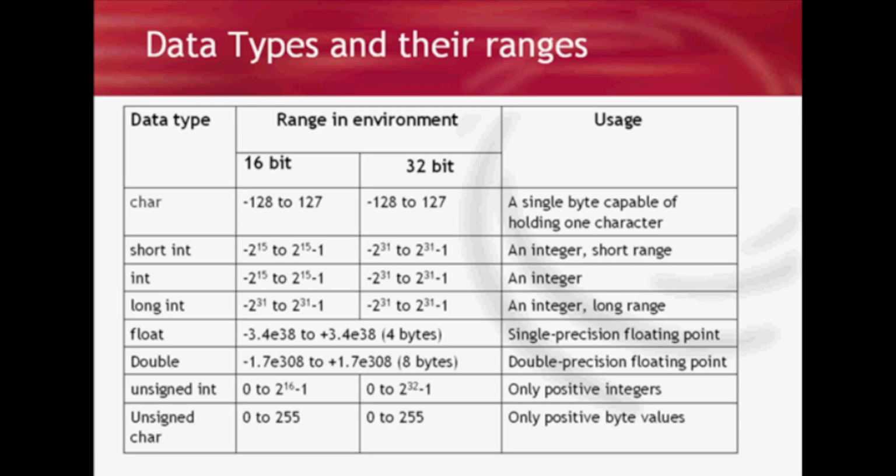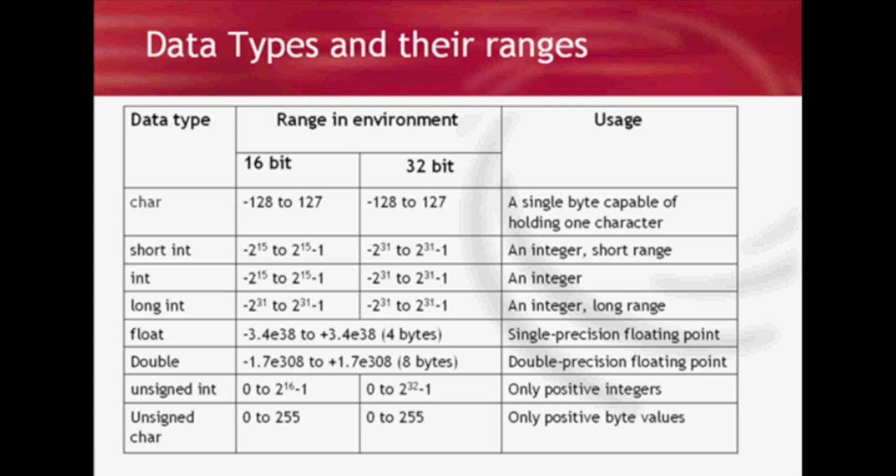Now let's have a look at all the data types, their range in each environment, and their usage. Depending upon the compiler that you are using, these ranges will vary. It could be 16-bit or it could be 32-bit. Character, as mentioned, in a 16-bit environment will take -128 to 127. In a 32-bit environment, it remains the same, and its usage is to accept a single byte capable of holding one single character.